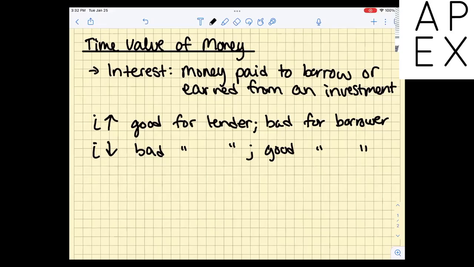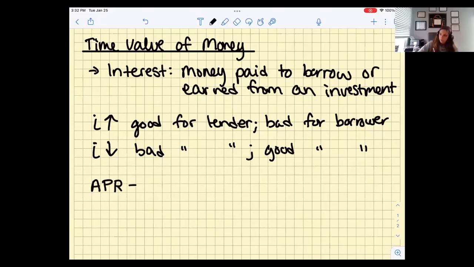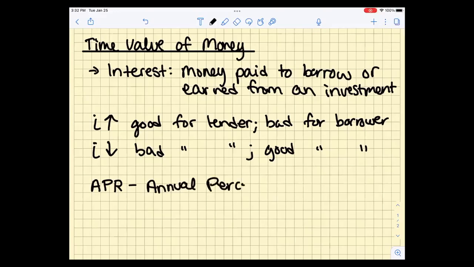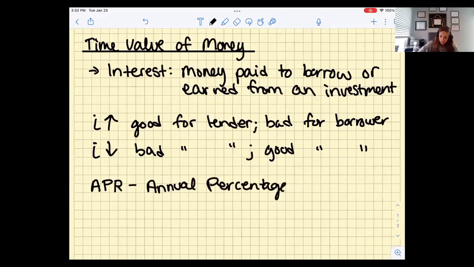Other questions? No. Okay. So one more thing I want to define is APR, which stands for annual percentage rate, i.e. interest. So if someone gives you the APR, they are referring to the interest.